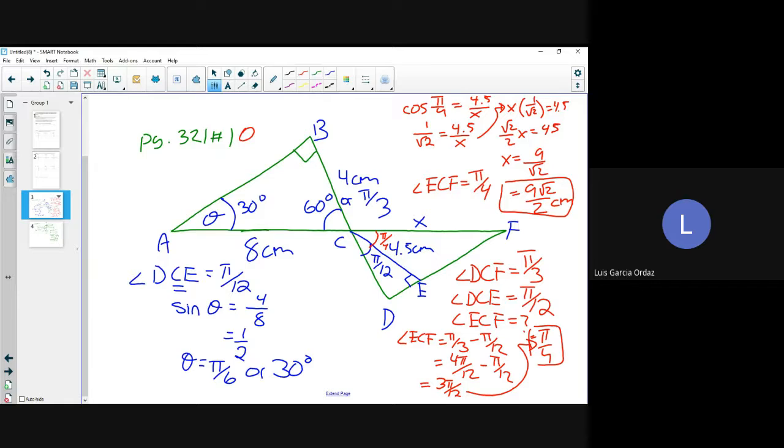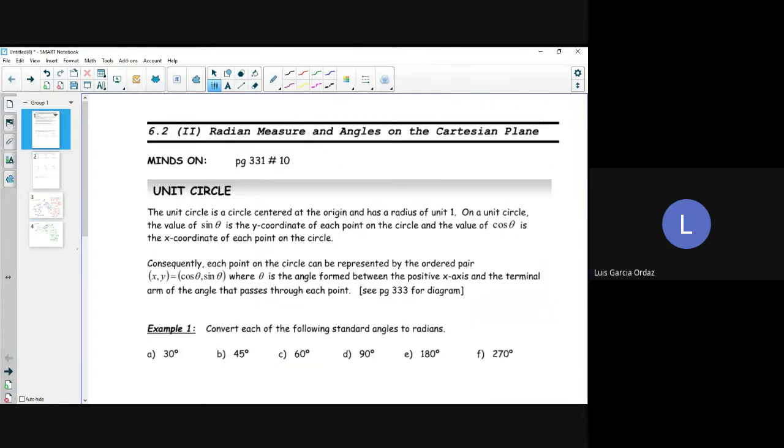Okay, so now we're going to move on to our lesson. So today we're going to be talking about the second part of lesson 2, which is just, we're going to be looking at the unit circle. Okay, the unit circle, there should be a handout about the unit circle in your notes or in your textbook, specifically page 333. So the unit circle is a circle centered at the origin and has a radius of 1.